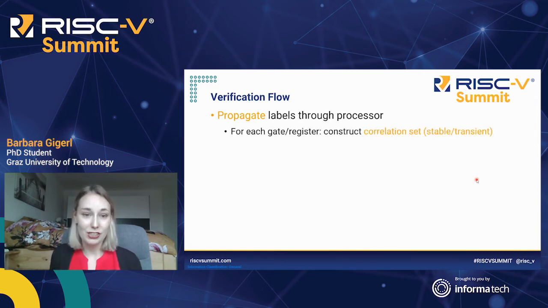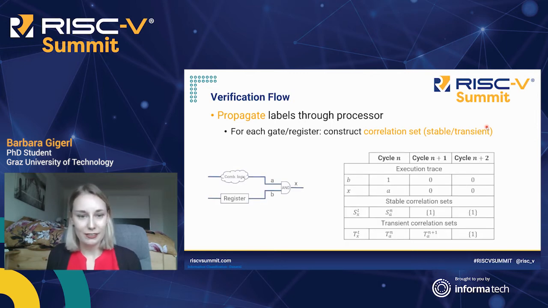Propagation means that for each gate or register, we compute a correlation set, which tells us if the gate correlates with a share, with a mask, with a combination of both, or does not correlate with anything interesting. And correlation sets can be stable or transient. Stable means that they capture the circuit's behavior once the circuit has stabilized. Transient means that we can also cover something like glitches. But let's look at that in a small example.